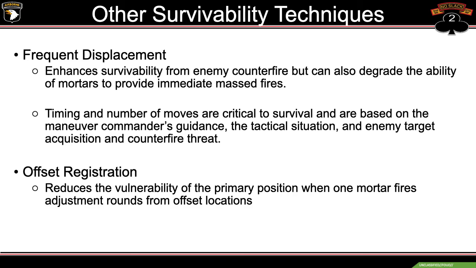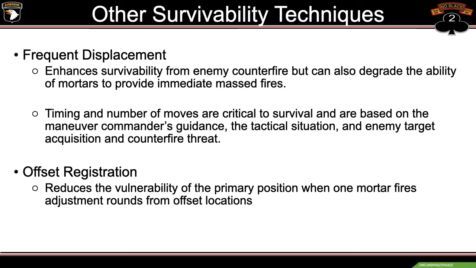unmounted. And then offset registration reduces the vulnerability of the primary position when one mortar fires the adjustment round from an offset location. So once again, being able to illustrate this through the whiteboard in a classroom setting, which we'll go over in the next coming weeks, will make more sense. But what it's saying: offset registration is, in a normal call for fire, 2 gun is the adjusting gun. They shoot the adjusting rounds, and mortars 1, 3, and 4 follow on their data.